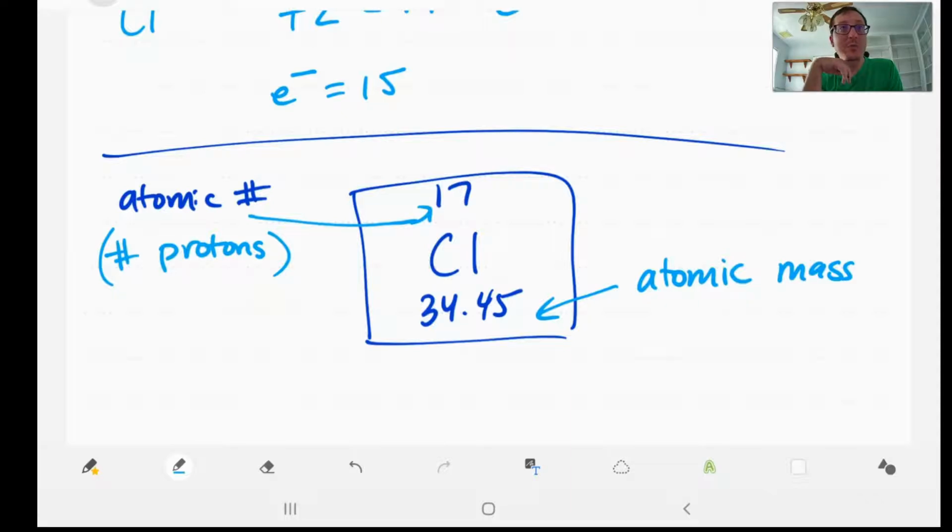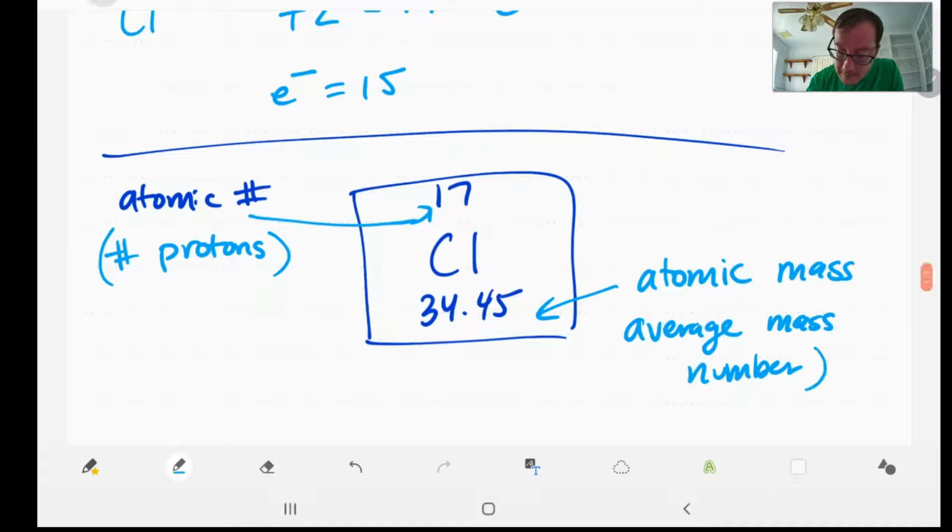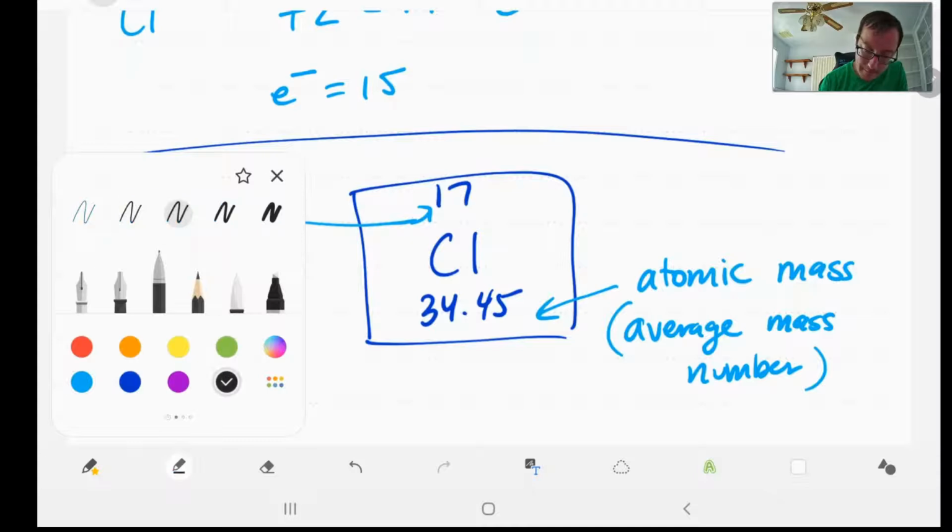So that one, a lot of students will write the atomic mass for it. That's not correct. The mass number is for one specific atom. The atomic mass is for all of the chlorine atoms that exist. It's the average, so that's essentially the average mass number. It's a little bit more distinguished, but as you see here, we can have decimals with atomic mass. Mass number can never have decimals. So let's talk about that one now.